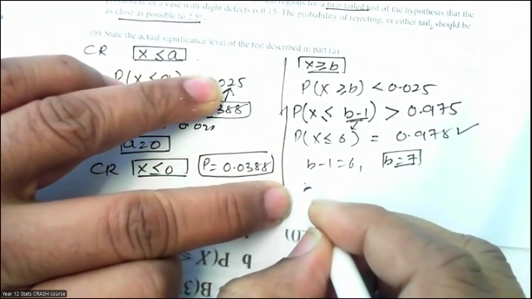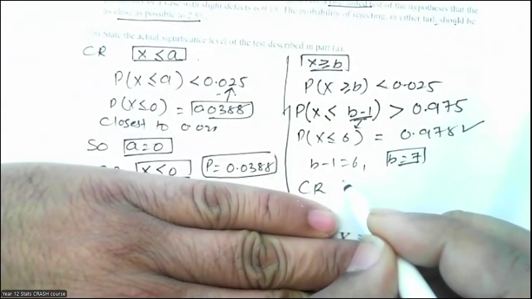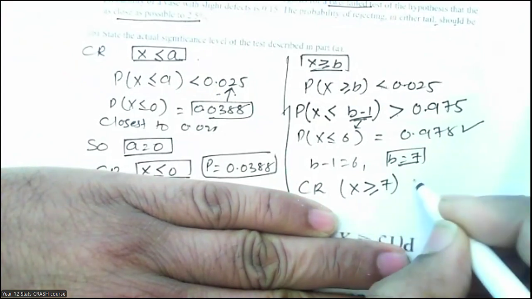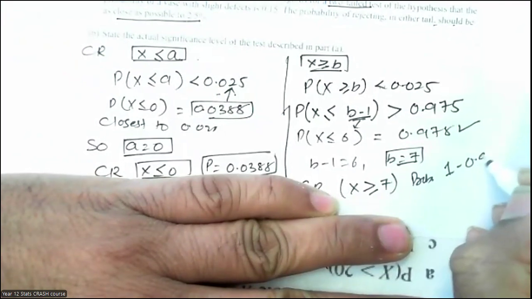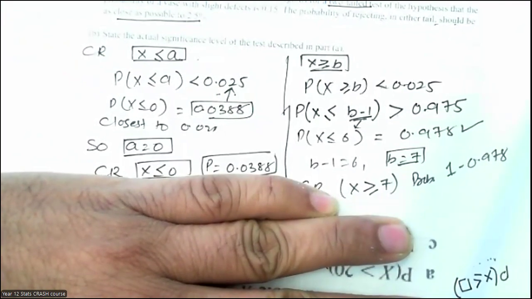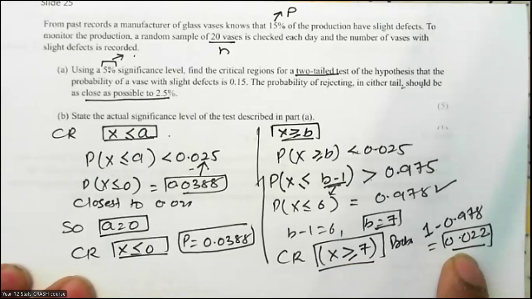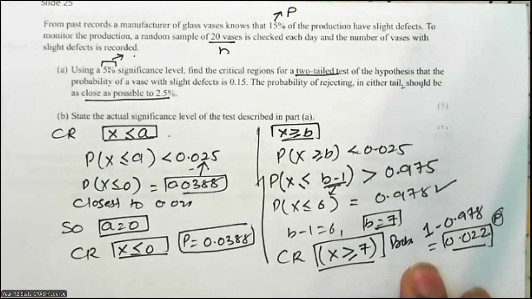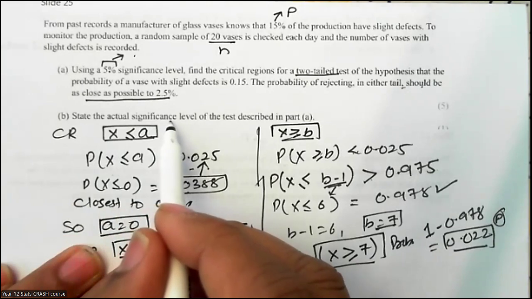That means my critical region, people, on this tail is x is greater than or equal to 7, and the probability of that is 1 minus 0.978. Let's find that probability using calculator. So that is my critical region. That's my probability. And these probabilities will now help me to work out part B of the question, the actual significance level.